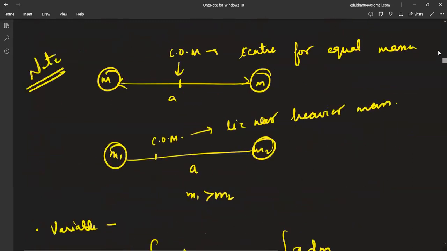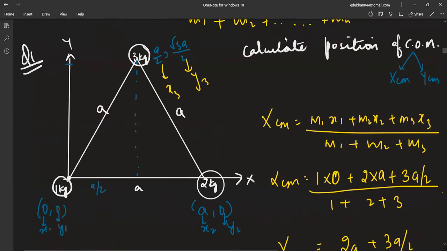All right. Note it down. Try it yourself first. When you are getting stuck, then let me know.